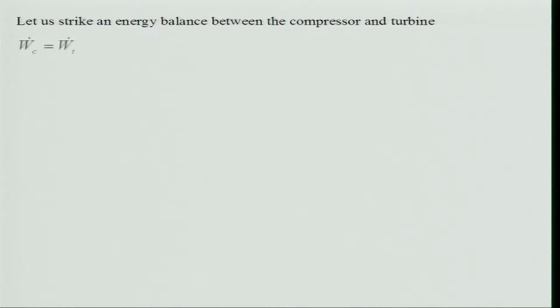Let us strike an energy balance, that all the work harnessed by the turbine is used by the compression, for the turbojet engine. Then using the first law of thermodynamics we can write m naught C p a T T 3 minus T T 2 equals, with eta m, the mechanical efficiency, m naught 4 C p g T T 4 minus T T 5.